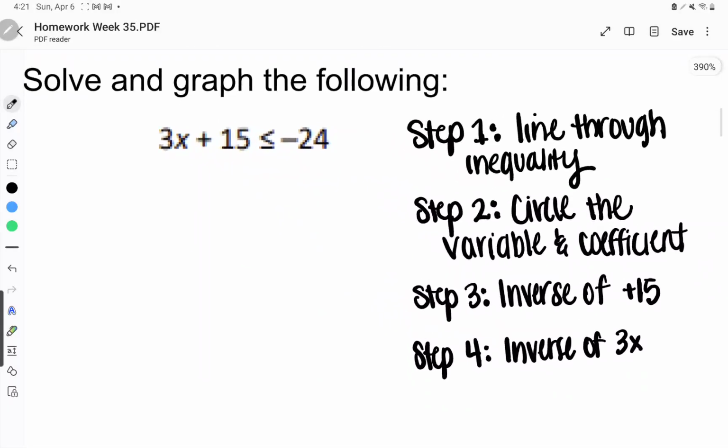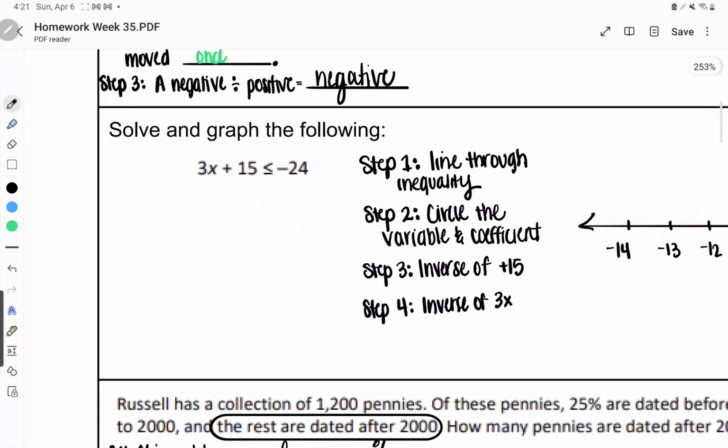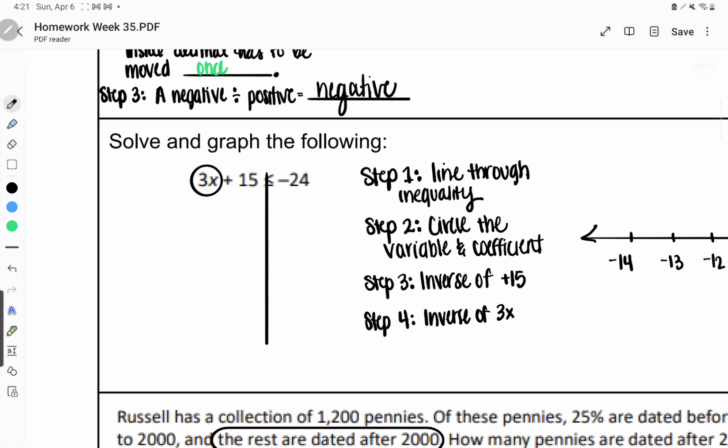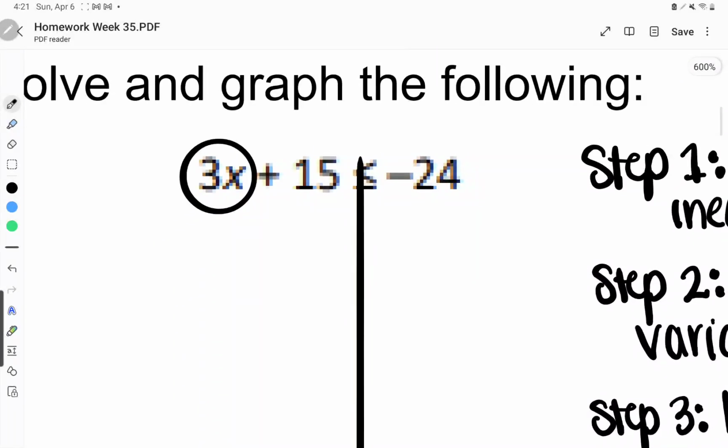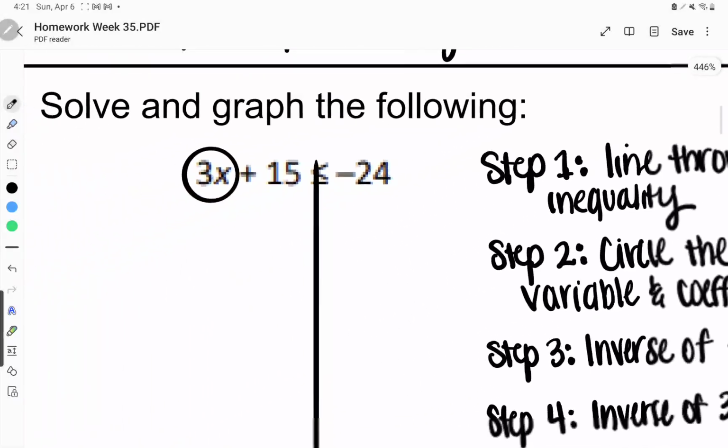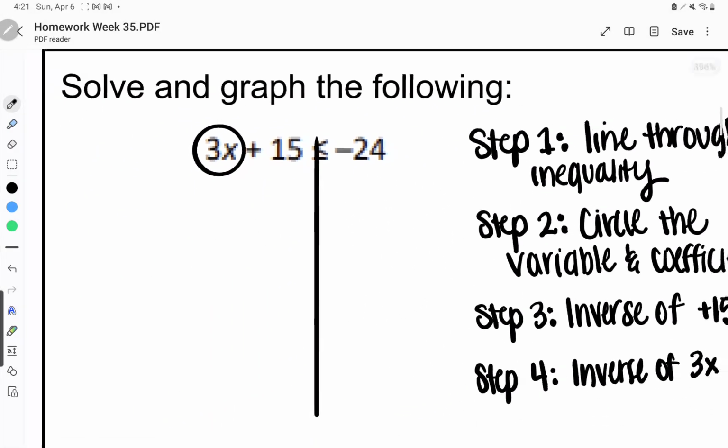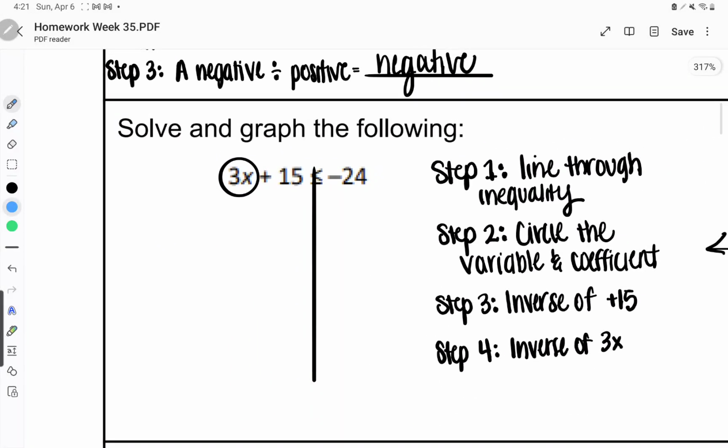Okay, this right here says solve and graph the following. The first step is that we do a line through the inequality sign. Then I'm going to circle my variable and its coefficient. Now, my coefficient in this case is not negative, so I don't have to flip, but if it was negative, I would. All right, and then what's my next step? Subtract 15 from both sides.